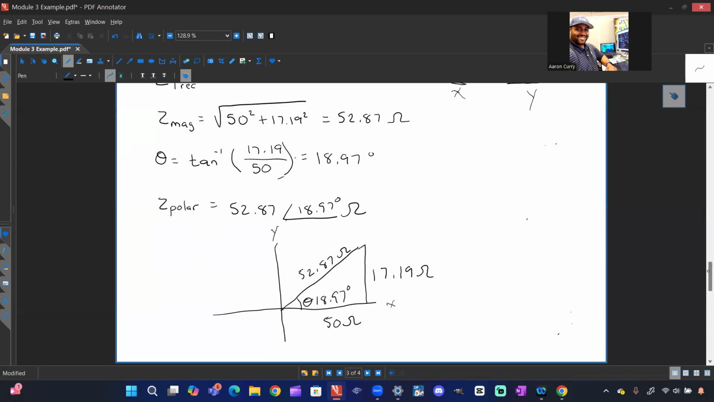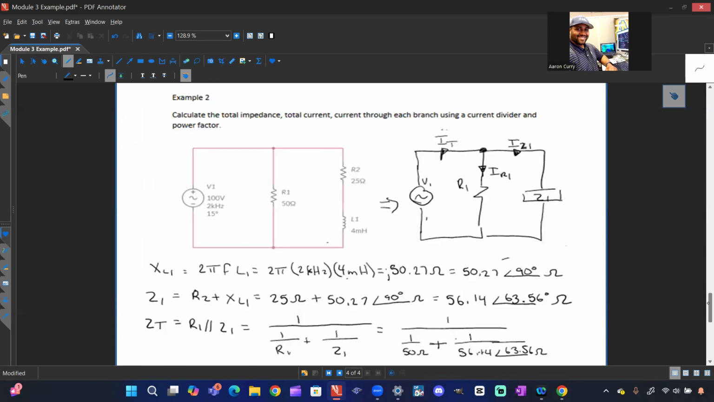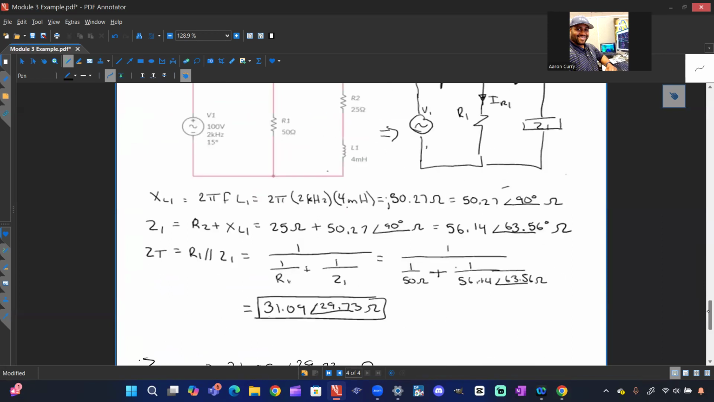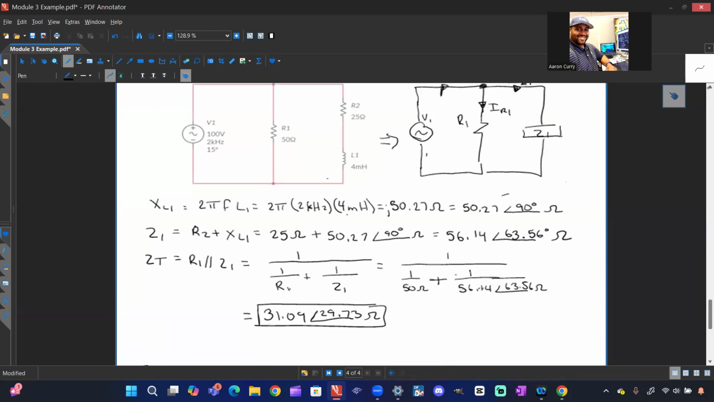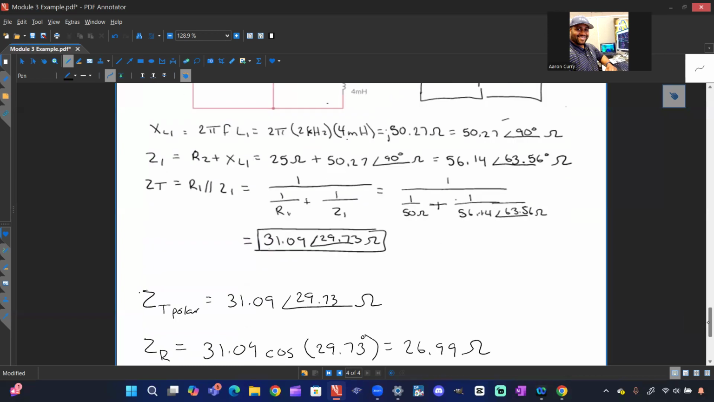All right. So for this next example, like I said, I'm not going to go through the portion where I find the total impedance, because I've already done that in part one. But for this example, I calculated Z total in polar form right here. So I'm going to go through the longhand way of converting it from polar to rectangular.